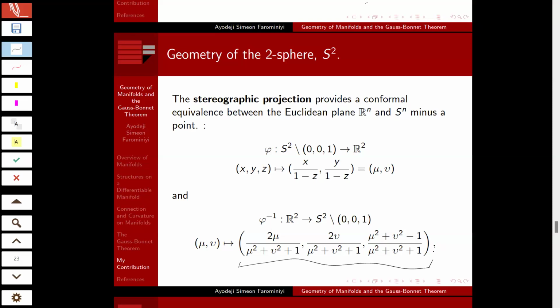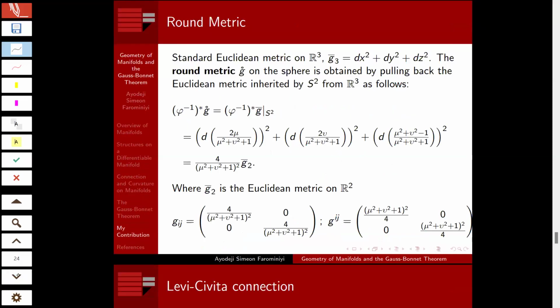So next we'll look at the metric. The metric on R3, the standard Euclidean metric, can be pulled back since S2 is embedded in R3. So it inherits the standard Euclidean metric on R3, and it gives us what we call the round metric. This is just a computation of how we pull back the Euclidean metric to get the round metric. And like we said, there is always a matrix representation of a Riemannian metric.